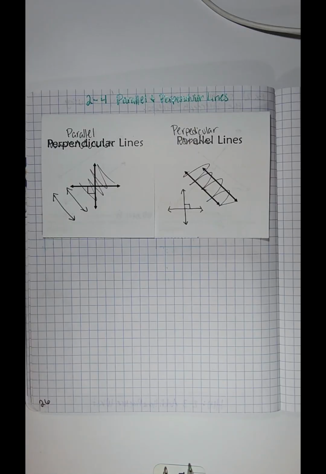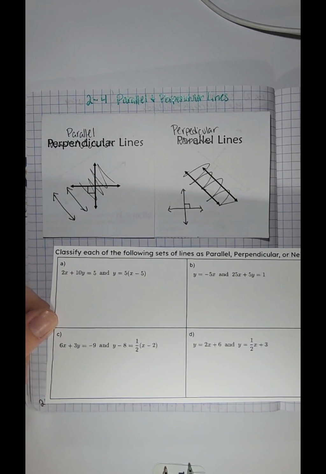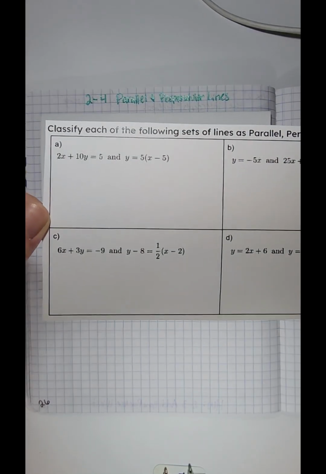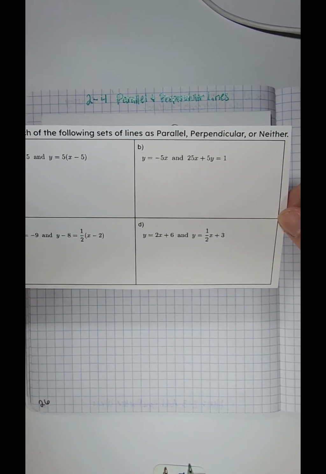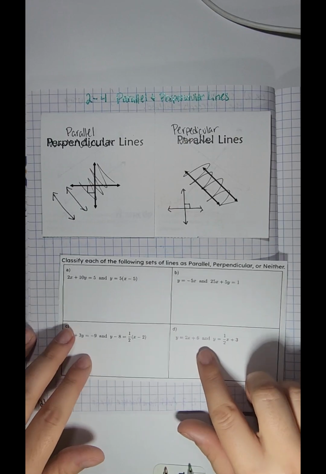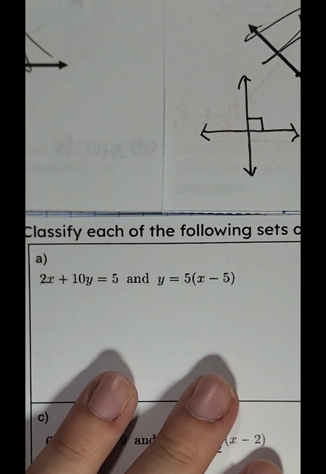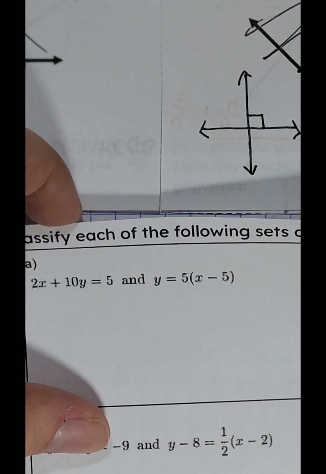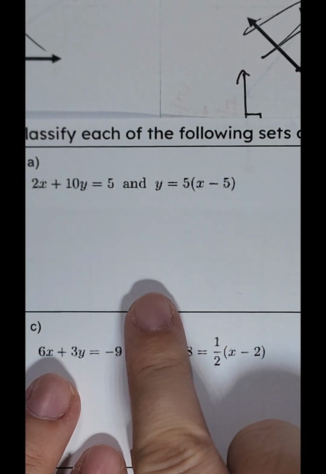Next, you're going to take the half sheet of paper that you should have received. It should look something like this, where it says classify each of the following sets of lines as parallel, perpendicular, or neither. So now we're going to be working on this piece. I'm going to zoom in so that we get one box at a time here, and I'm going to write on here before I glue it in.